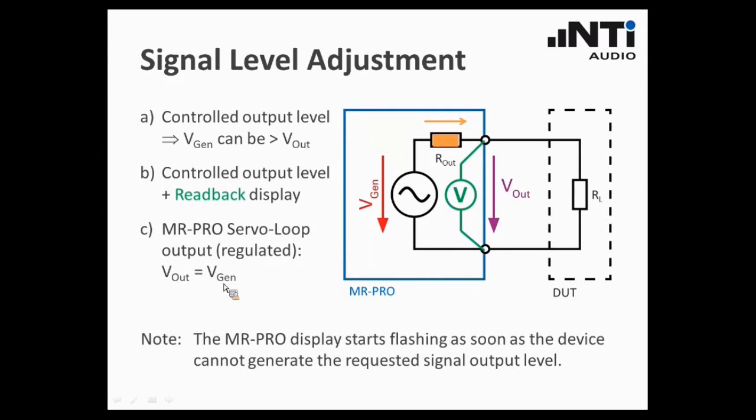Just keep in mind that every signal generation has its limits, of course, and the MR-PRO, for that reason, starts flashing in its display if the requested voltage cannot be achieved for whatever reason. If the load impedance of the device under test is much too low, if there's a short circuit or whatever, you will see that by a flashing frame on the MR-PRO display. I will show you that in the practical presentation.